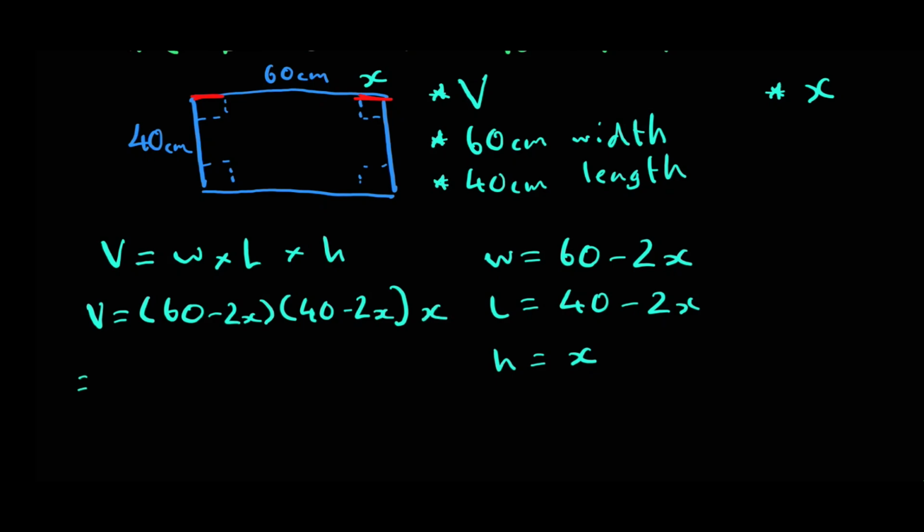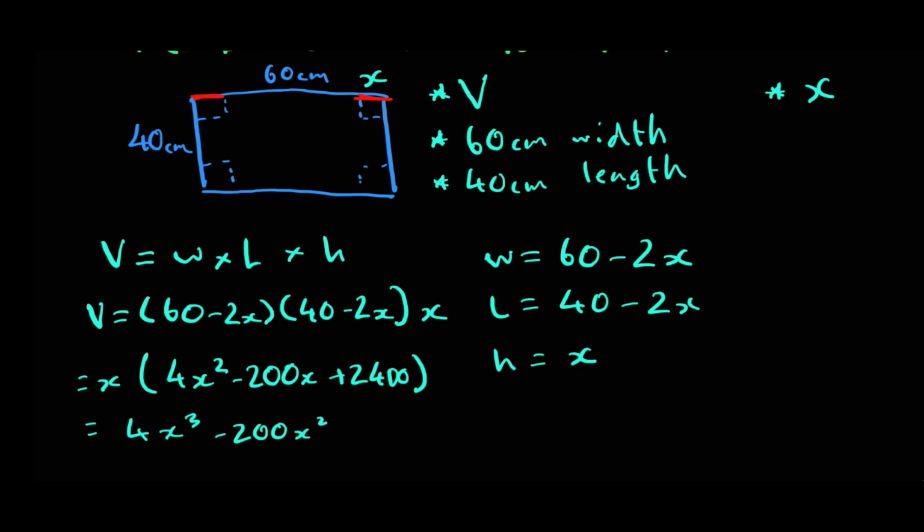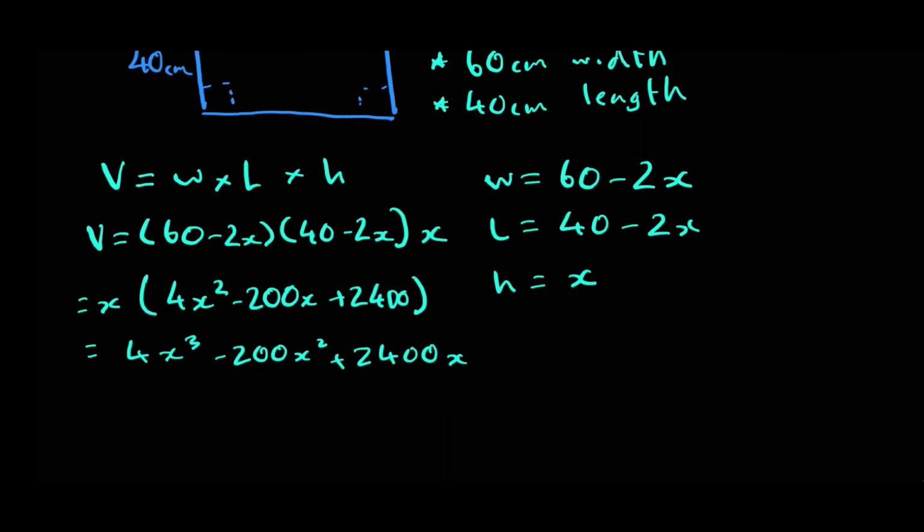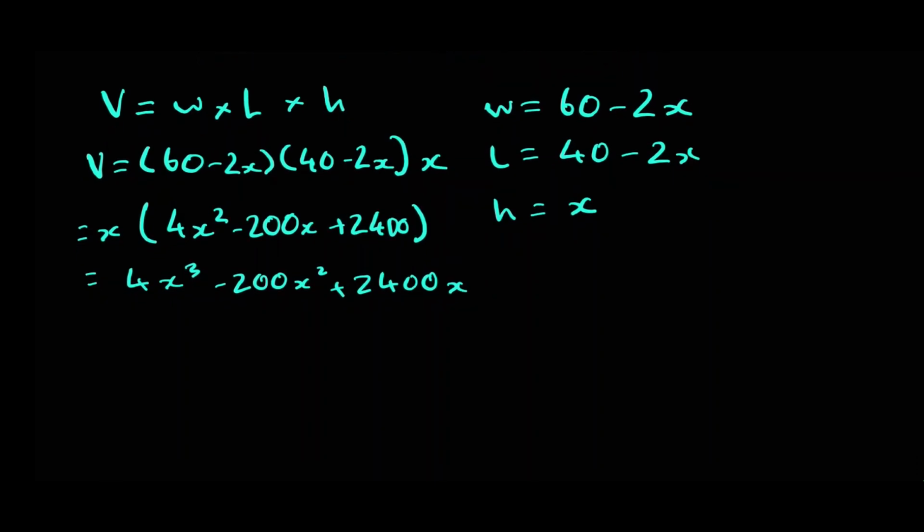And if you expand the brackets, it becomes x times (4x squared minus 200x plus 2,400). And then if you expand that further, you can turn it into 4x to the power of 3 minus 200x squared plus 2,400x. Alright, now that we have an equation for volume in terms of only one variable, let's maximize it by differentiating it and setting it to 0.